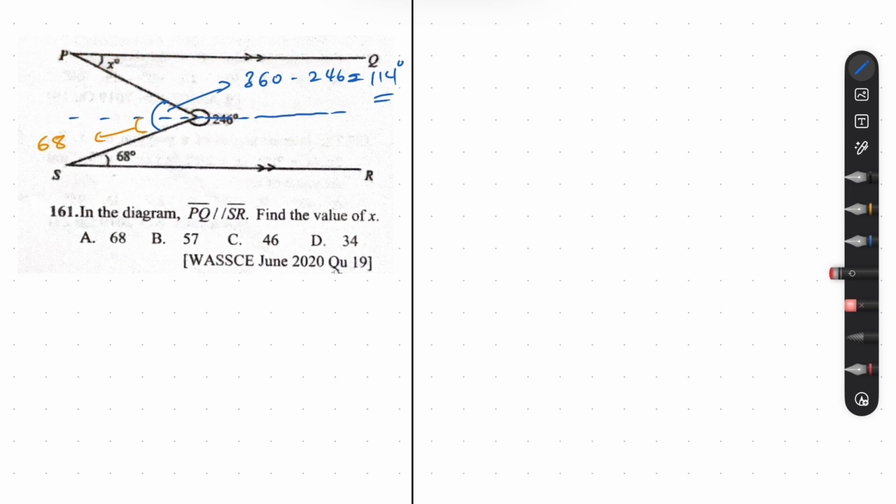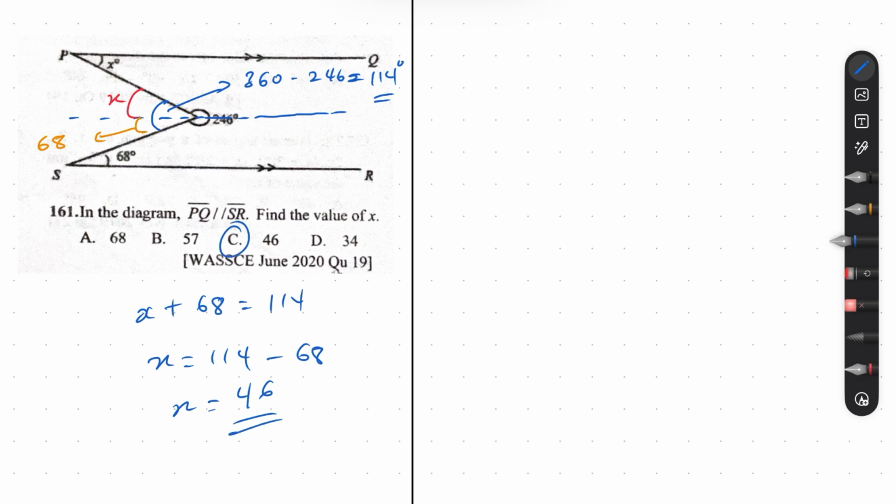That means we can have alternate angles right here, this angle and then this angle. Cool. So that means this angle x is also x, okay? So now x plus 68 should give us the total angle, which is 114. Cool. So x plus 68 should give us 114. So x equals 114 minus 68. X will give us 46. Okay, cool. Which is C.